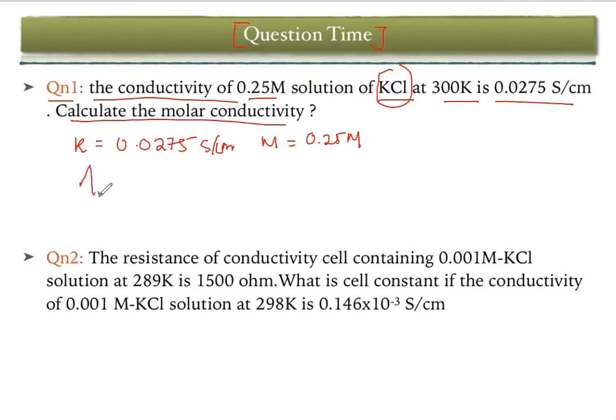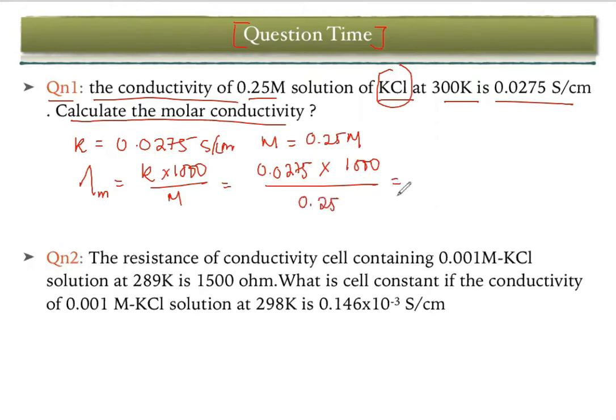As we know, molar conductivity is given by kappa into 1000 divided by molarity. So putting the values of kappa and molarity, that is 0.0275 into 1000 divided by 0.25. If we solve this, we will get 110 Siemens centimeter square per mole. So why is it centimeter square? You see, this is centimeter, that's why it's centimeter square.